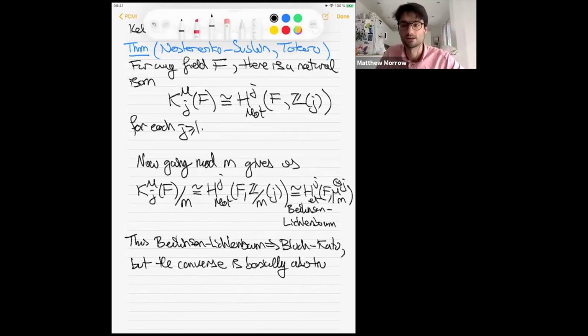And if you want to see more about that, I strongly recommend the book of Haesemeyer and Weibel. The second chapter goes into this in detail and really shows how the Bloch-Kato conjecture, the Beilinson-Lichtenbaum conjecture, and the Hilbert 90 style conjecture are intertwined, and shows you how you can reverse this sort of argument. You throw in some roots of unity, you apply some standard tricks to go backwards.